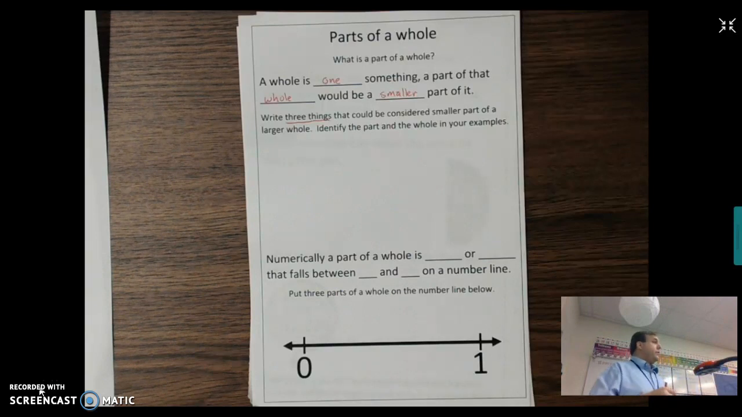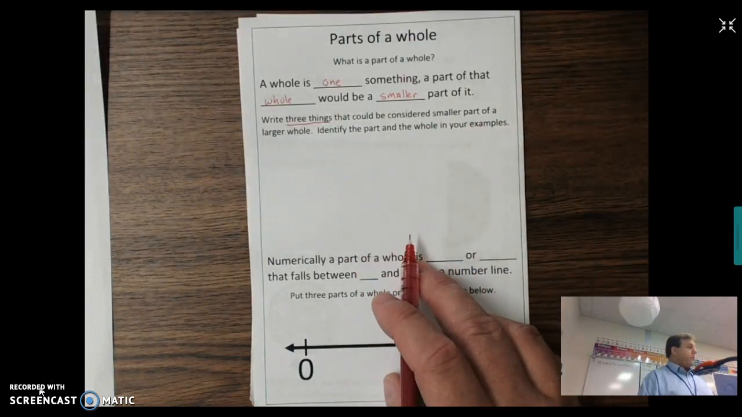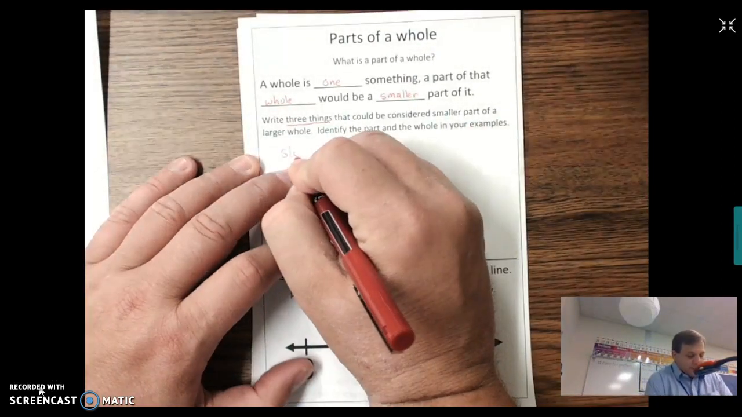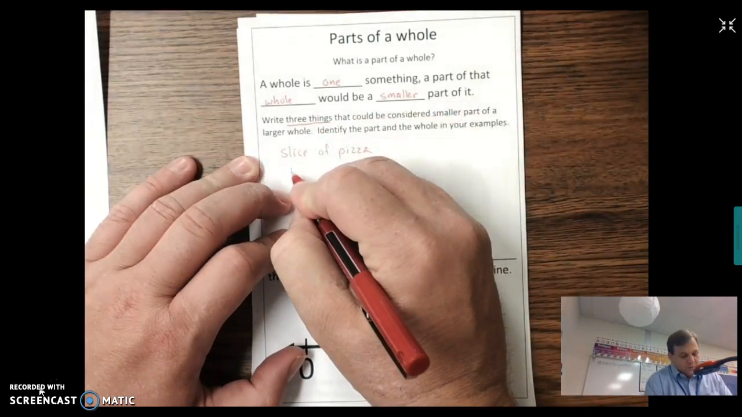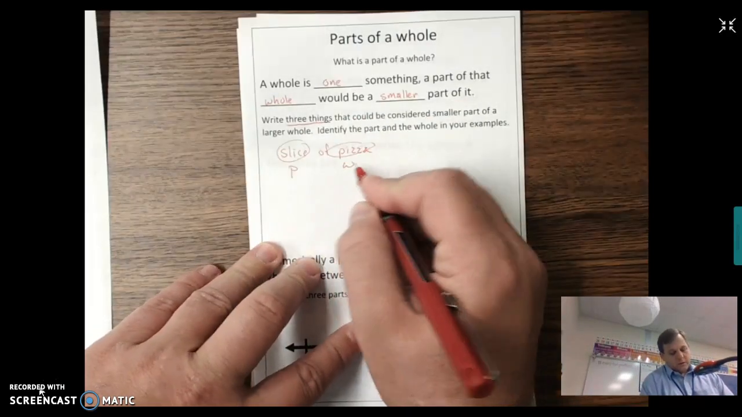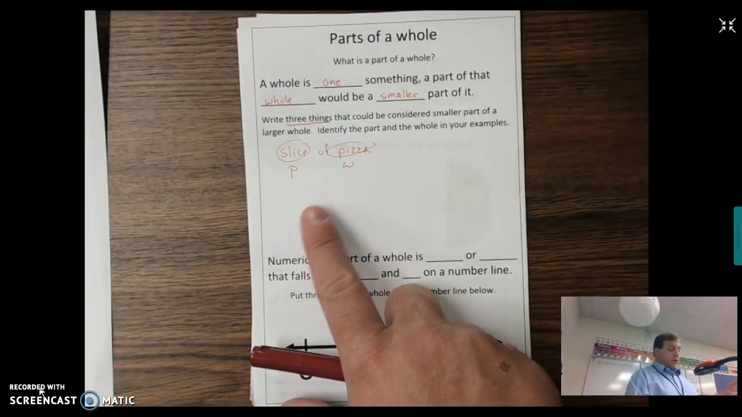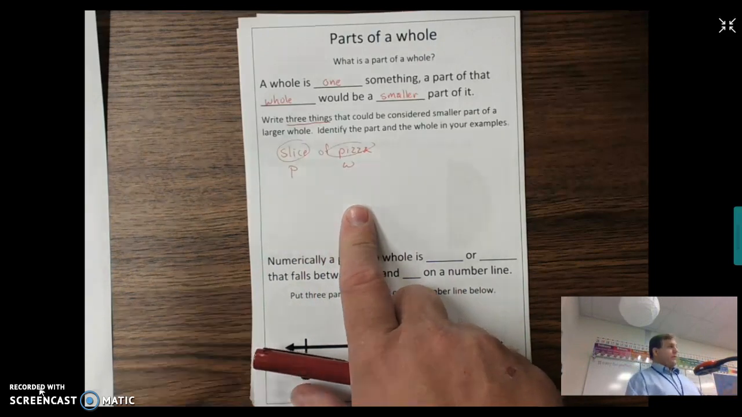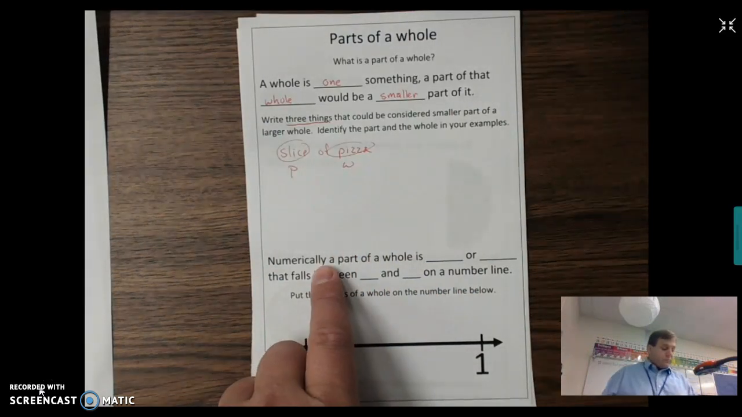Now that we have gotten 3 things written down, we're going to identify the part and whole in your example. So for example, if I wrote down a slice of pizza, the slice would be my part. It's the smaller part of the whole pizza. Okay? And so you're going to go ahead and do that for all 3 of your examples, whatever they are. The boys and the class. The boys would be the part, the class would be the whole. Whatever your examples are, and I'm going to walk around for a minute. If you have questions, let me know. If you're not sure, we can look at it.